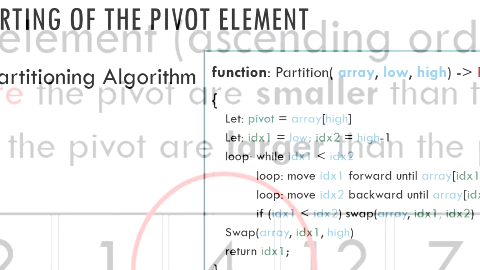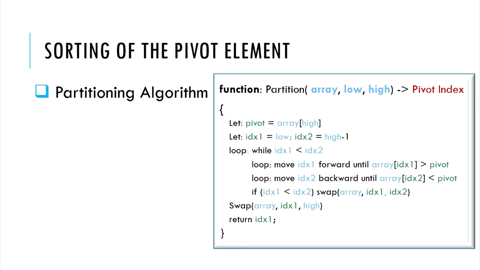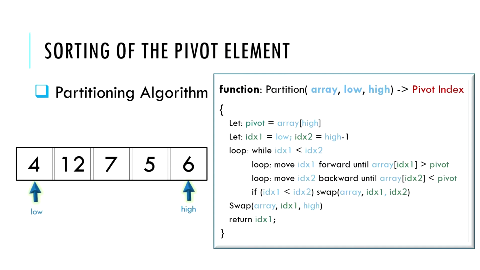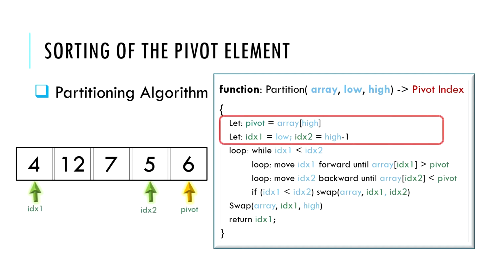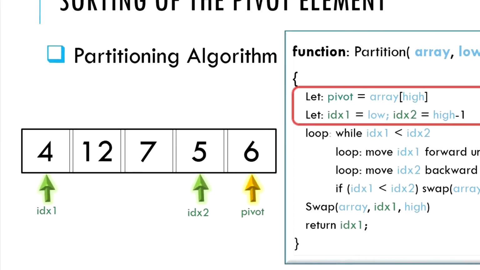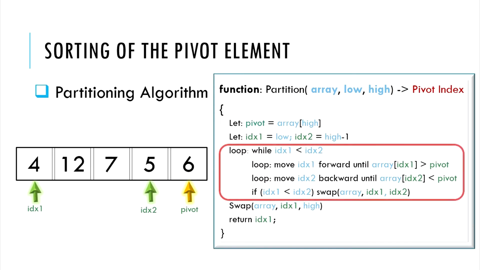We mentioned earlier that we use partition algorithm to sort the pivot element. This is the partition function to partition a subarray of an array starting at a low index till a high index. We will set the last element of this subarray, that is array element at high, to be the pivot. Index 1 is set to be at the first element of the subarray. Index 2 is set to be at high minus 1, which is the second last element of the subarray. Now the actual loops begin.